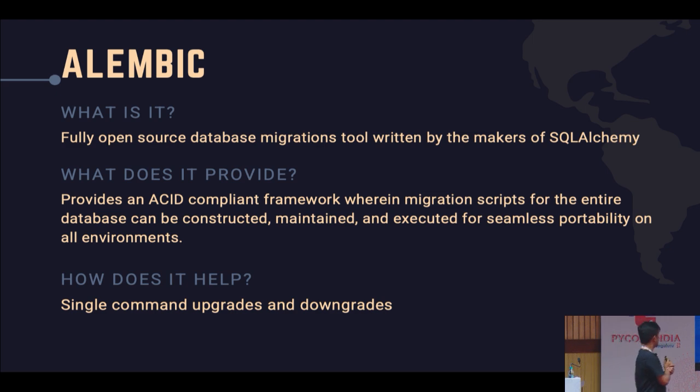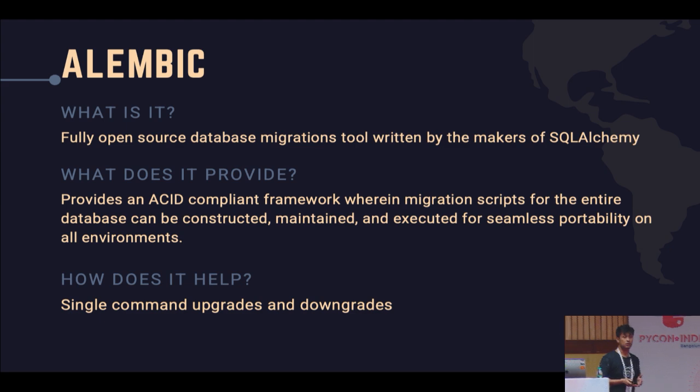Alembic. Alembic is a fully open source database migrations tool written by the makers of SQLAlchemy. How many of us have heard the name SQLAlchemy? Fantastic. So we know it has been developed by people who really know the business. What does it do? It provides an ACID compliant framework. It's open source, and I would add the word ORM as well: an ACID and ORM compliant framework where migration scripts for the entire database can be constructed. You can construct the migration scripts and maintain them in GitHub. I'll show the demo in some time. And then they can be executed across multiple database environments.